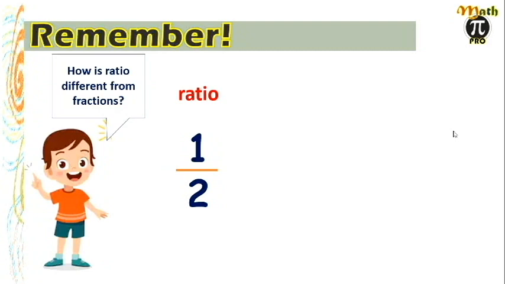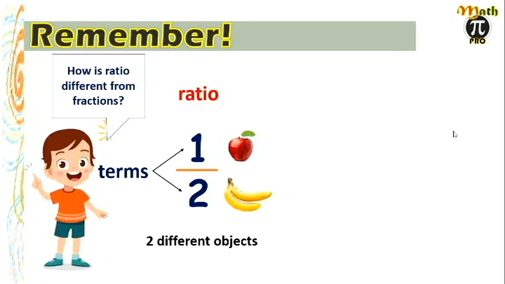In the ratio 1:2, the terms of the ratio, 1 and 2, refer to different objects. 1 refers to the number of apples, while 2 refers to the number of bananas. In ratio, we are talking about two different objects. The terms of the ratio pertain to two different objects.